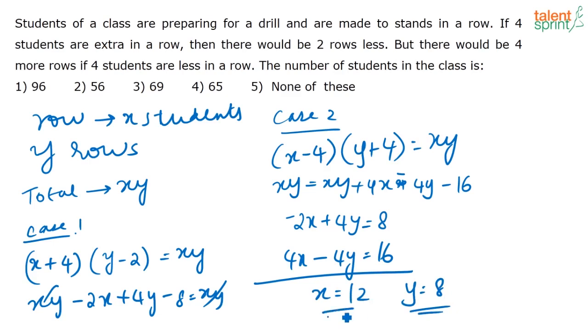Okay, you can just check this out. So what will be the total number of students? It's going to be 12 into 8, that is 96. And we'll move on to the next question.